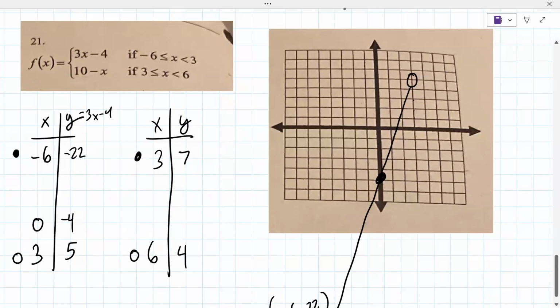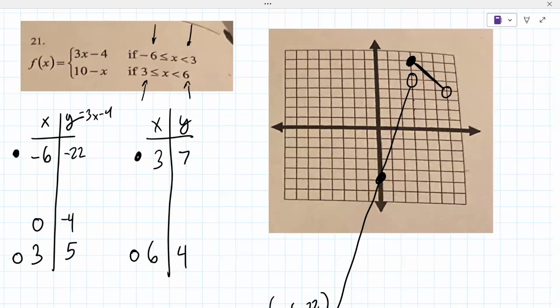So at -3, 7, 1, 2, 3, 4, 5, 6, 7, that's filled in. 6, 4, 1, 2, 3, 4 is open. Connecting the two. And then there would be no arrows in this one because you have fixed endpoints. These are fixed.